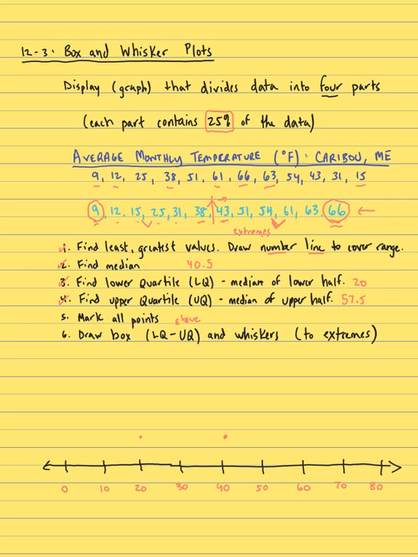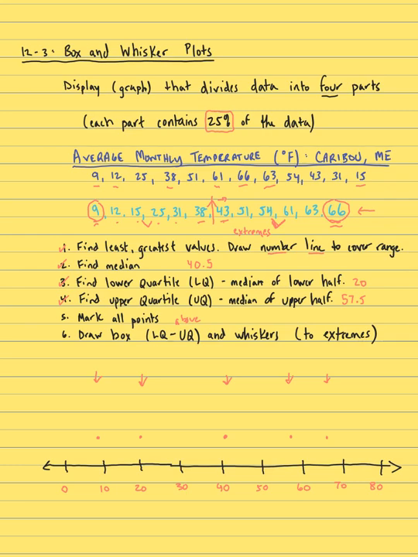57.5 is the UQ, that's somewhere around there. And I also want to mark the smallest and the greatest value. So the greatest value is 66. It's about there, and then the smallest value is about 9, which is about there. Okay, so I have marked 5 points. I've marked the smallest, I've marked the LQ, I've marked the median, I've marked the upper quartile, and I've marked the upper extreme, or the largest value.